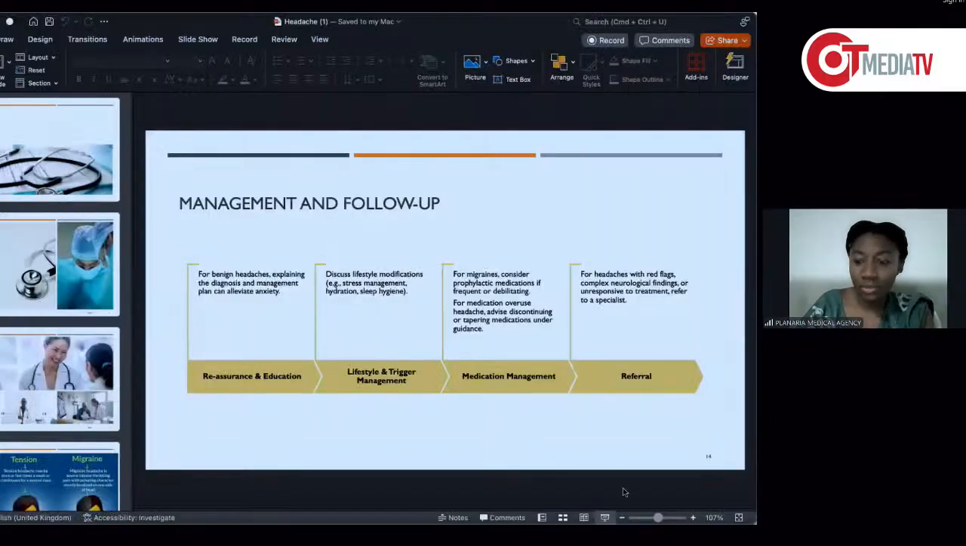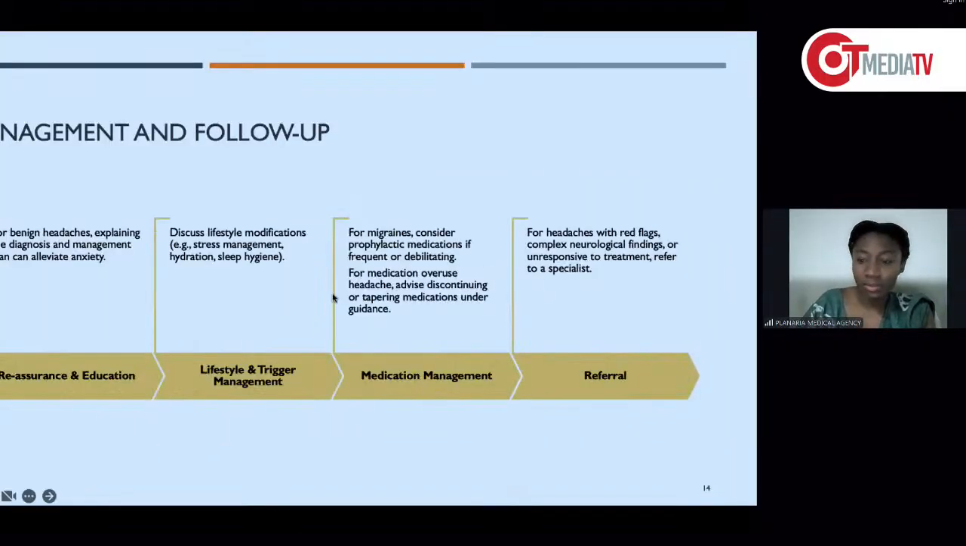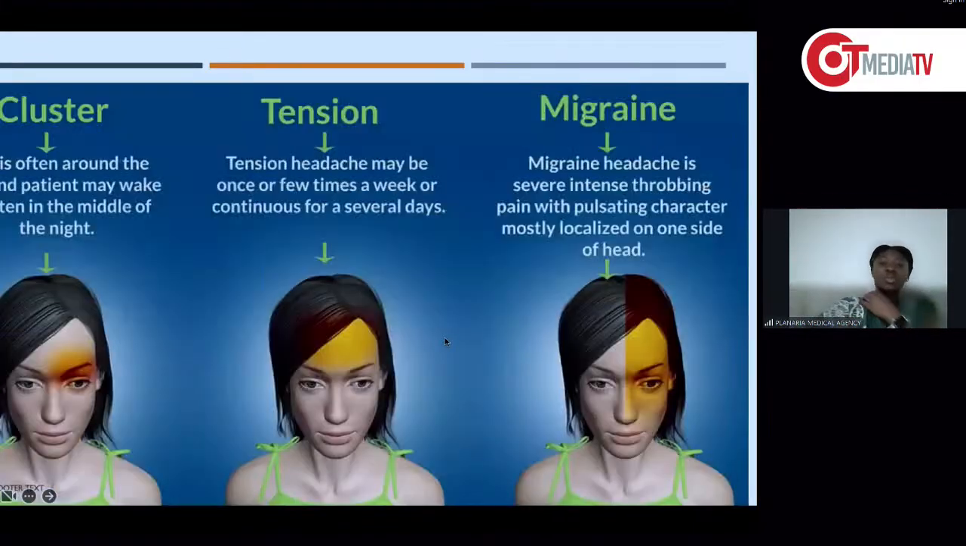I'm just going to try and share my screen. Let me know when you can see my screen. Can you see it? Yes, we can now. Okay. I'm going to go all the way to the top. Today I'm talking about headaches.